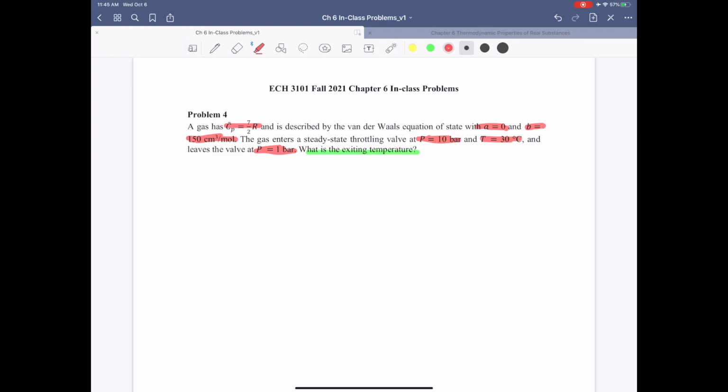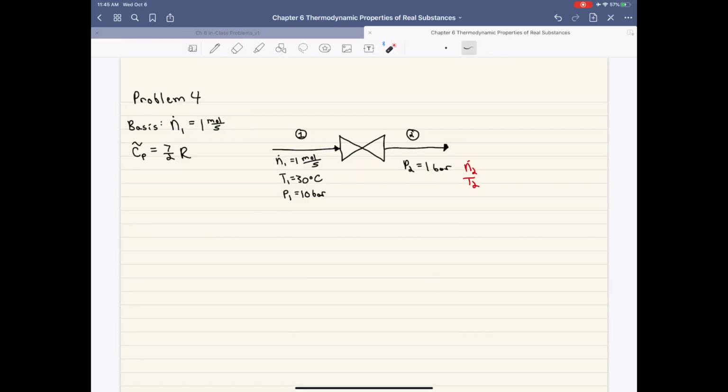Based on the information in this problem statement, we could draw a schematic that looks like this. For our system, we're going to take a basis of 1 mole per second for the inlet flow rate. And the heat capacity can be described as 7/2 R. For the inlet, we have 1 mole per second coming in. It's at a temperature of 30 degrees Celsius and a pressure of 10 bar. At the outlet, we're told the outgoing pressure, which is 1 bar. Technically we don't know the outgoing molar flow rate, but what we want to figure out in this problem is the outgoing temperature of the system as well.